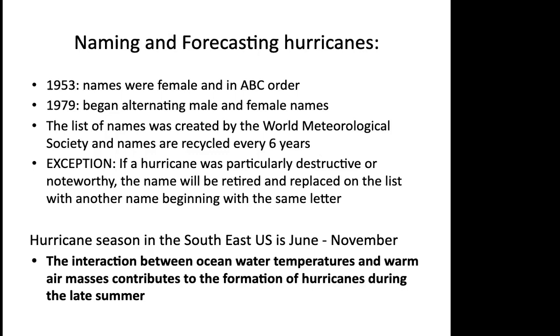Hurricane season in the Northeast US is June to November. Okay, September is a really big month for hurricanes. And the interaction between ocean water temperatures and warm air masses contributes to the formation of the hurricane during the late summer. So we kind of had a hurricane already this year, right, in early August. But a lot of times we don't see them happening until September.